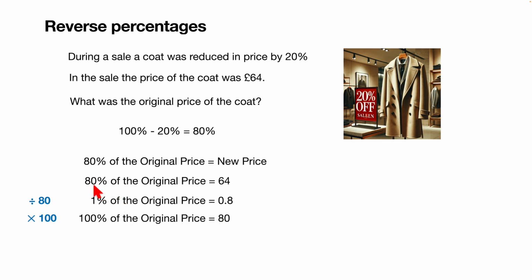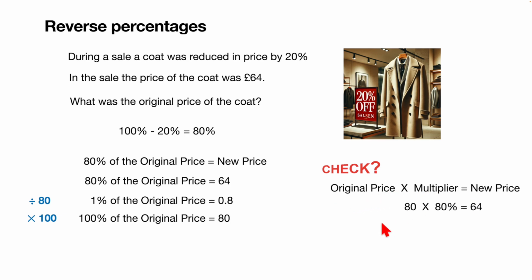Let's do that again. This is the clever statement. I call this the initial statement, based on what we have in the text. 80% of the original price is £64. We divide by 80 to get 1%, multiply by 100 to get 100% of the original price. And we can check that very easily. The original price times some multiplier is going to equal the new price. Here, 80, the original price that we found, times 80% is 64, or 80 times 0.8 is 64, which in fact it is. So that's good.